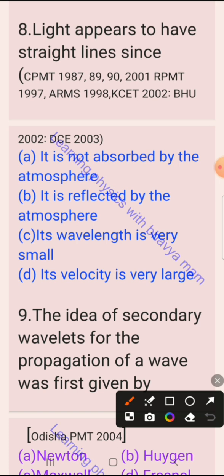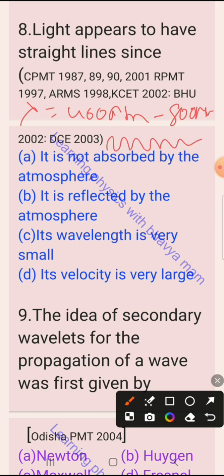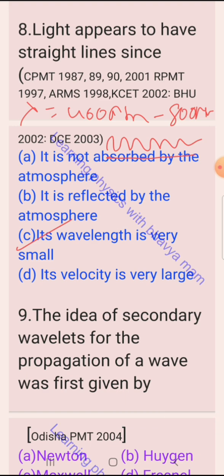See, light appears to have straight lines. It is because its wavelength is very small, right? So what is the wavelength range of light? The wavelength range of light is 400 nanometer to 700 or 800 nanometer, which is very, very small, right? So the wavelength is very small means it appears to be almost a straight line. So that's why its wavelength is very small is the correct answer.